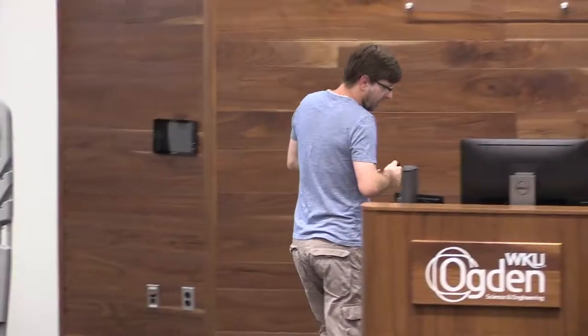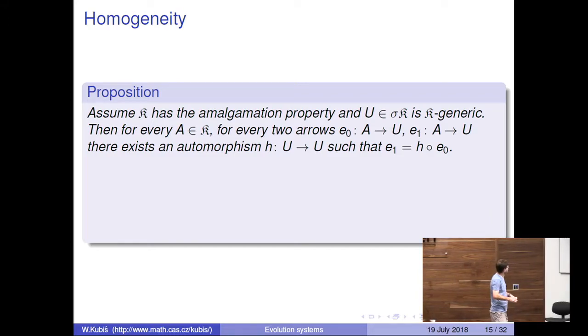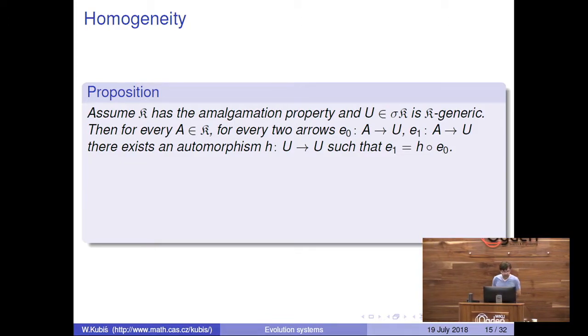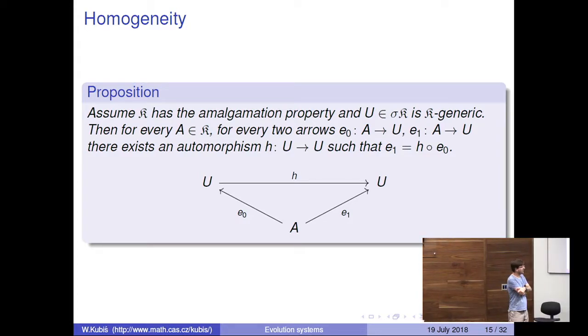But generic objects exist without amalgamations, and then the universality fails very often. We'll see some examples. All right, so this is homogeneity, another very good property. So if K has the amalgamation property and we have this generic object, then, okay, this is what it says. Maybe there is some diagram, yeah.